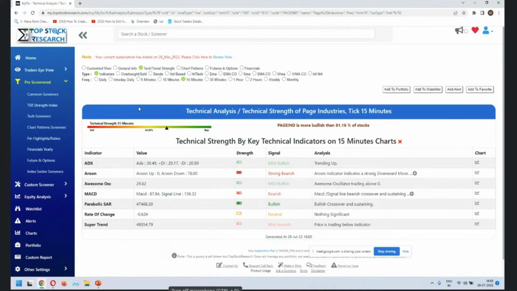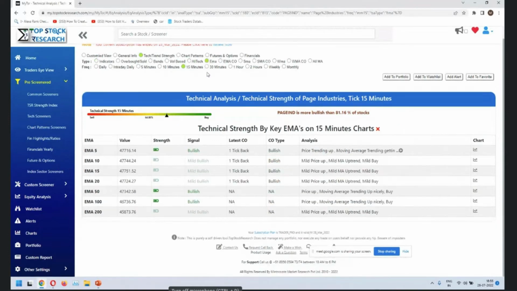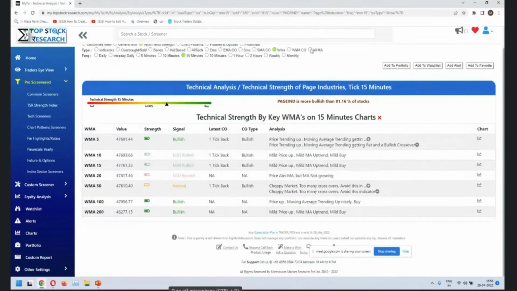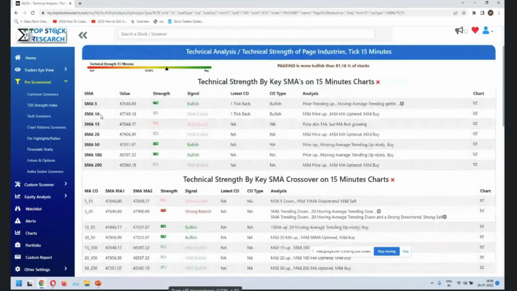So what you can see here is the tick, the overall strength, and where it ranks vis-a-vis the universe of the stocks, along with individual values. If you're looking at EMAs, you can look at EMAs. If you're looking at WMAs, weighted moving averages, or all MAs, you have all the standard moving averages over here: 5, 10, 15, 20, plus standard moving average crossovers.